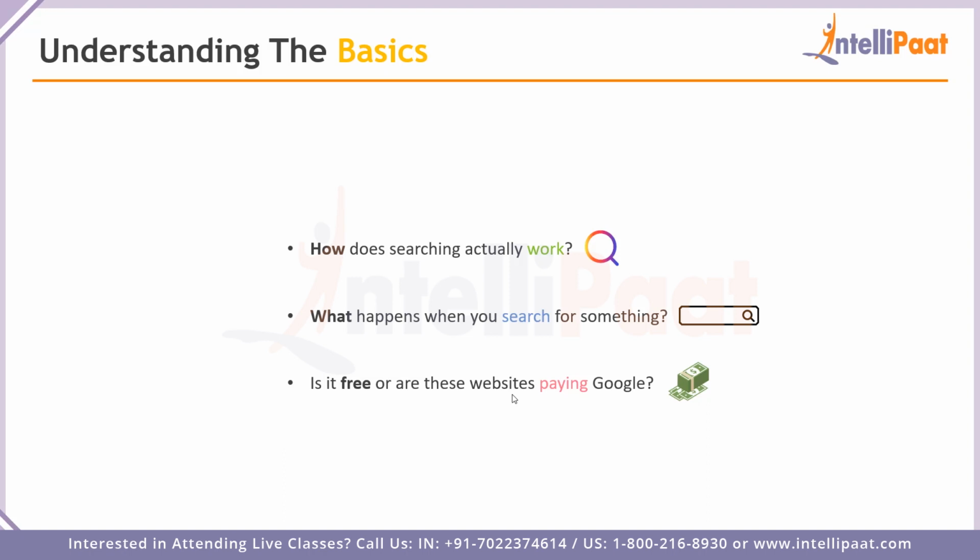And then the second thing is, when you search for something, what is it that is literally happening that you cannot see? There's a couple of things that you can see on your screen, of course, when you search for something, but there are things that happen without your knowledge as well. So that is again something which we're going to discuss.